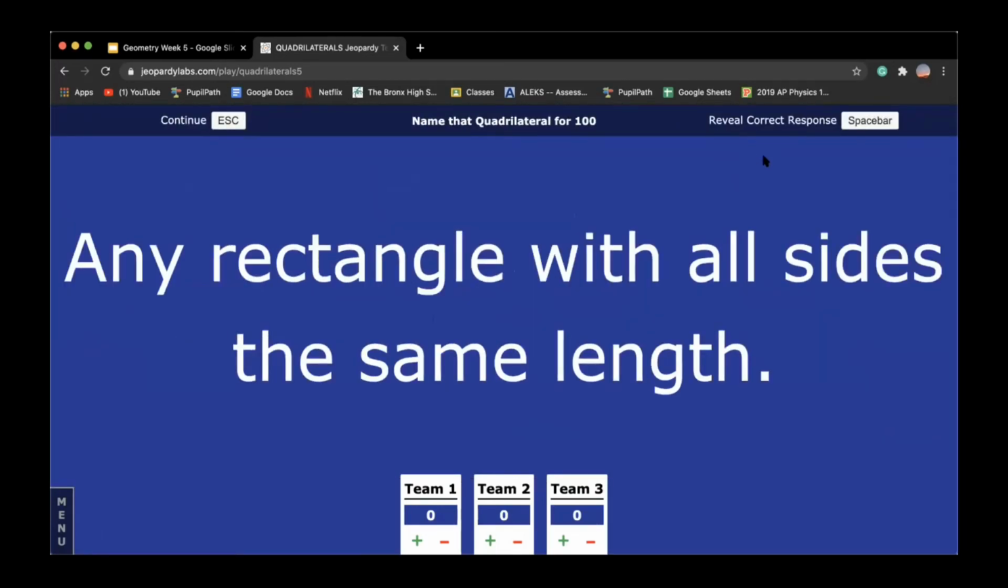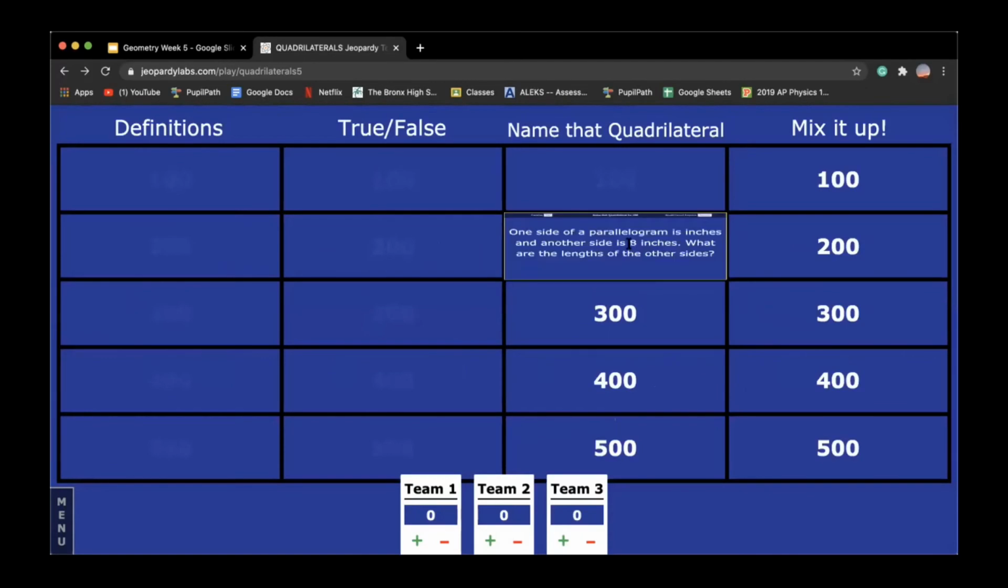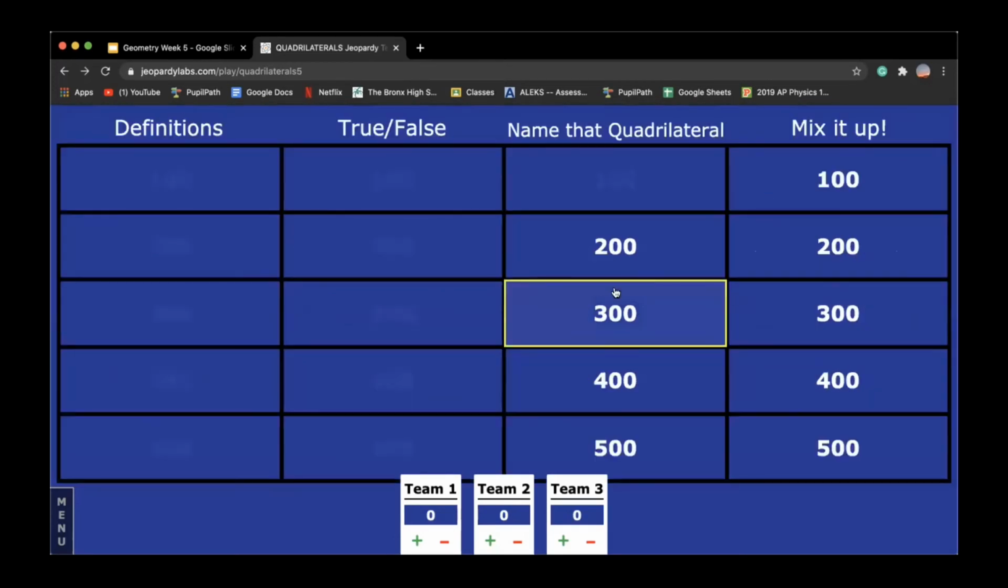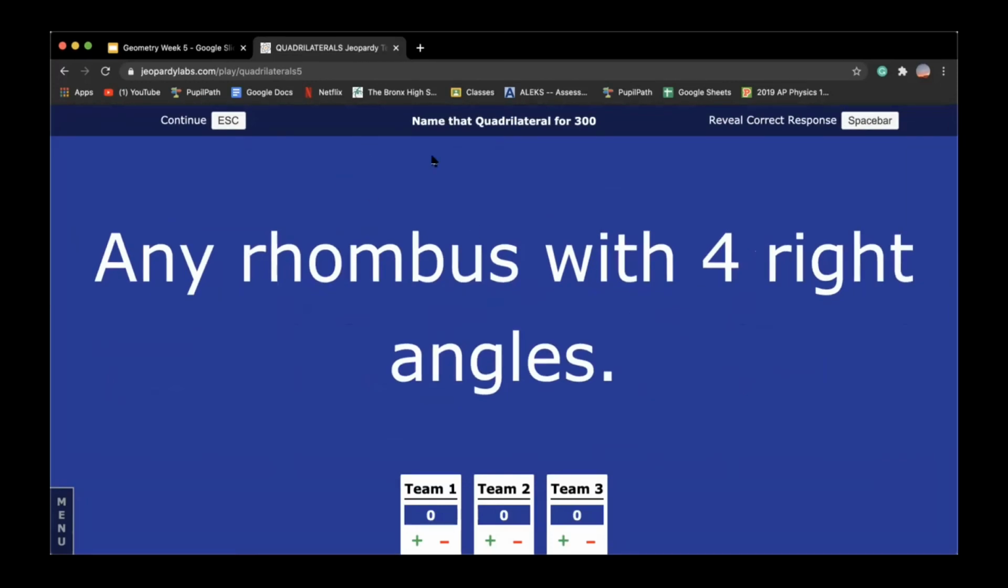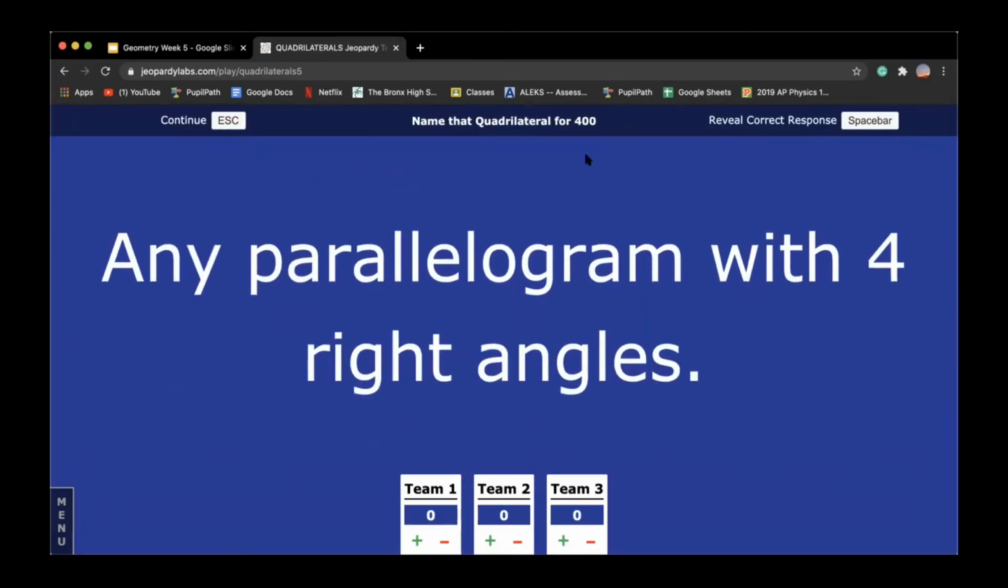Any rectangle with all sides the same length. How to name that quadrilateral? That's a square. Correct. One side of a parallelogram is... I think they missed this question. Any rhombus with four right angles, that's another square, right? Yeah. Any parallelogram with four right angles, that could be a square or a rectangle.